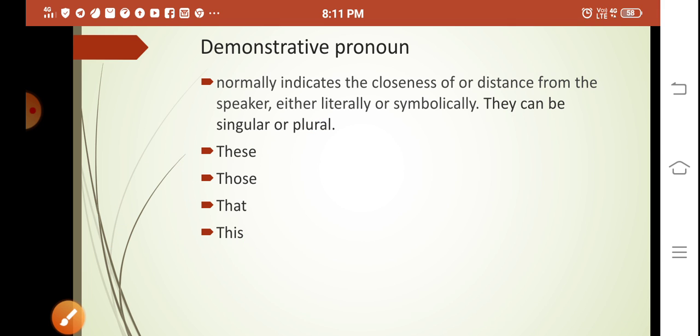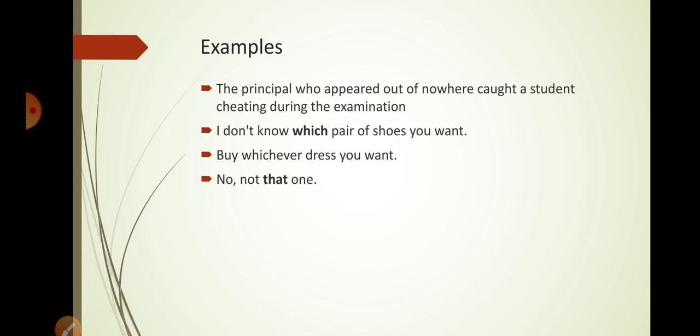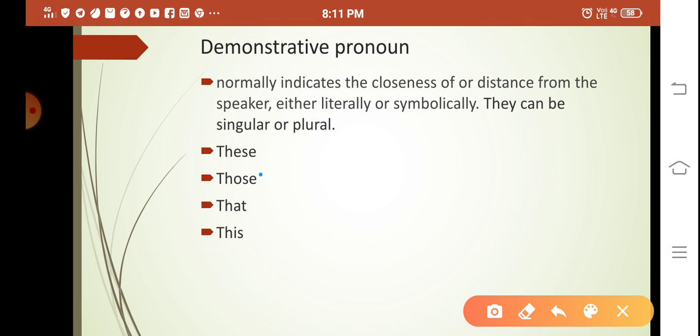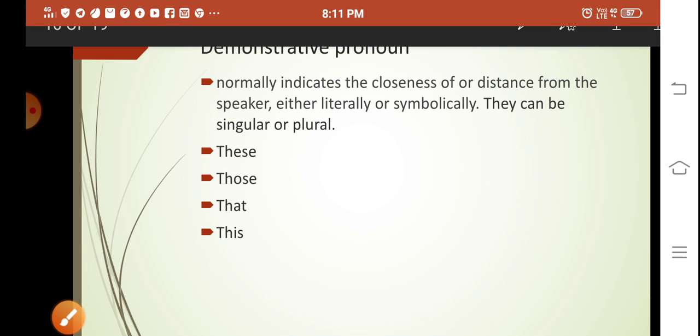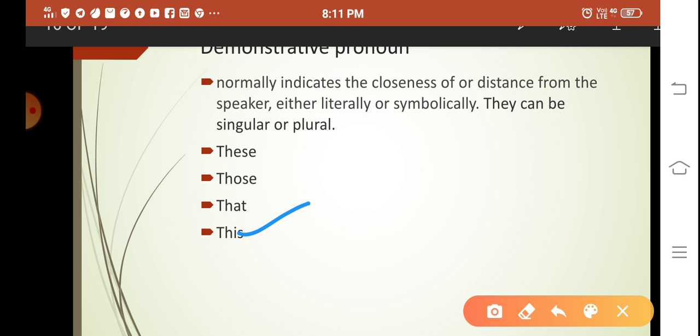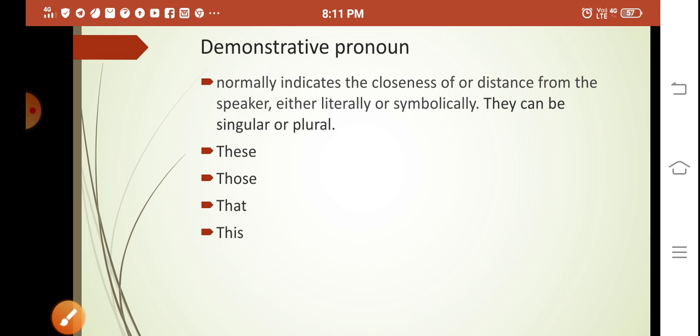So these are the flowers I like the most. Those were my friends. That is the best restaurant I have ever seen. This rose is so beautiful. It's very beautiful, you can say. So we'll move forward.